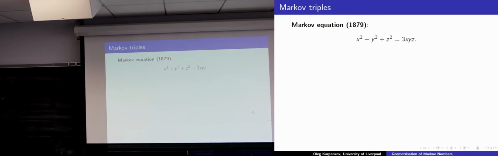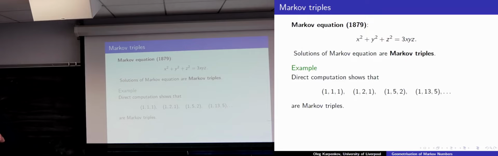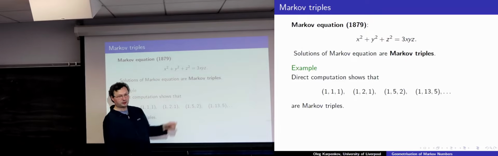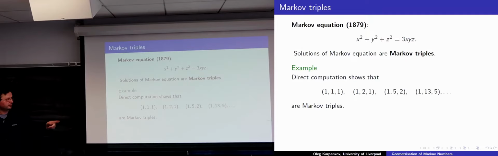Okay, and I have finally lost my mouse. Great. So, solutions of the Markov equation and Markov triples. One can easily substitute 1, 1, 1 and see that 1 plus 1 plus 1 equals 3. The same will happen for 1, 2, 1, 1, 5, 2, etc.